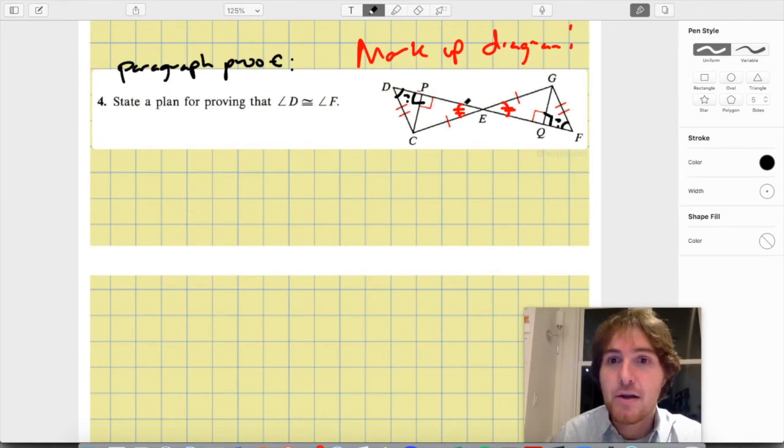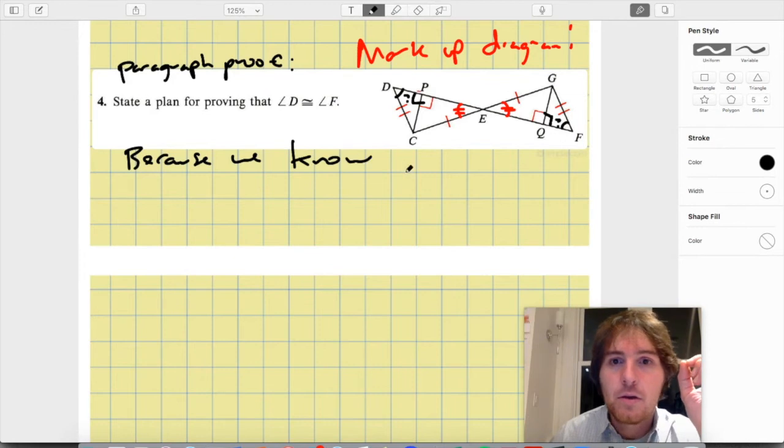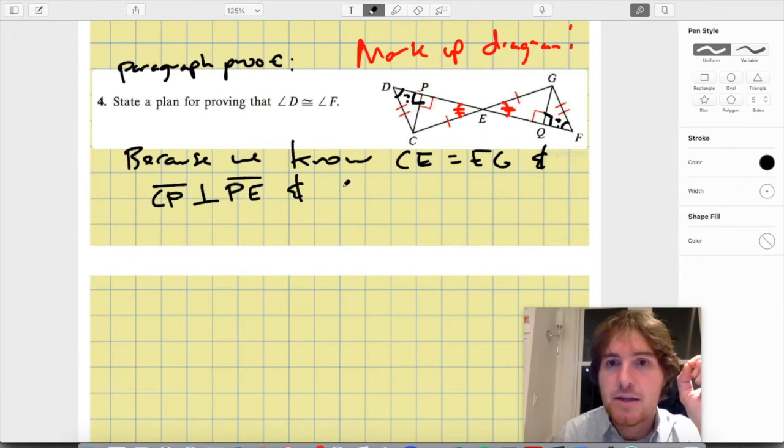You just say I would prove those two triangles congruent by AAS, and then say what you should say next, and then something else beyond that here. Okay, so I'll write this as a paragraph proof. Because we know CE equals EG and CP perpendicular to PE and GQ perpendicular to EF.